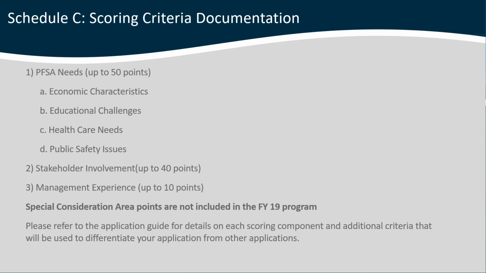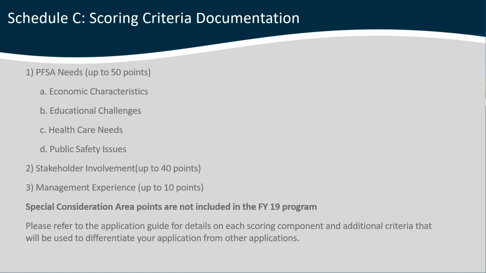Schedule C is a scoring criteria documentation, so there's additional instruction in the application guide. As we discussed earlier, there are 3 categories. So PFSA needs, where up to 50 points are available, is broken into these sub-elements: economic characteristics, educational challenges, healthcare needs, and public safety issues. Stakeholder involvement, where up to 40 points are available. So this is just basically support from residents, businesses, organizations within the community. There are additional instructions in the guide of things that you can provide. Up to 40 points are available there.